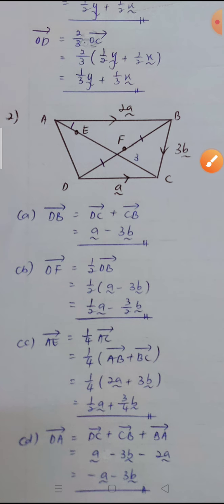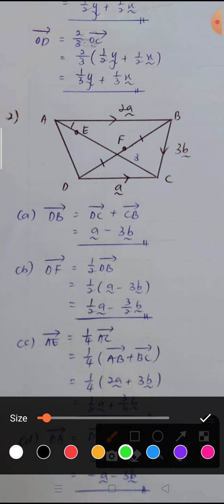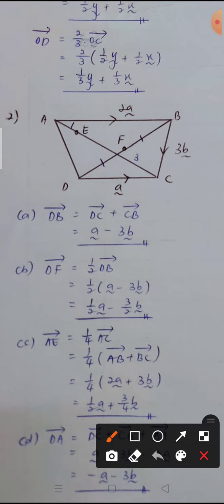Next we are going to find vector DF for part B. Vector DF is here. Just now we found vector DB, and based on the given info, we knew that DF is half of vector DB. Here we substitute the vector DB we just found, and we expand it. We get 1 over 2A minus 3 over 2B for vector DF.